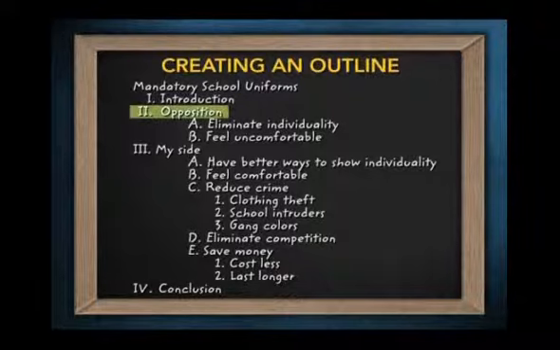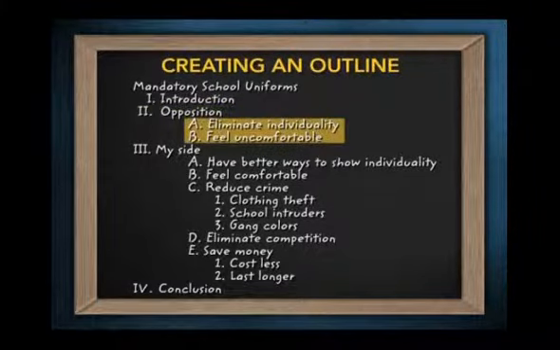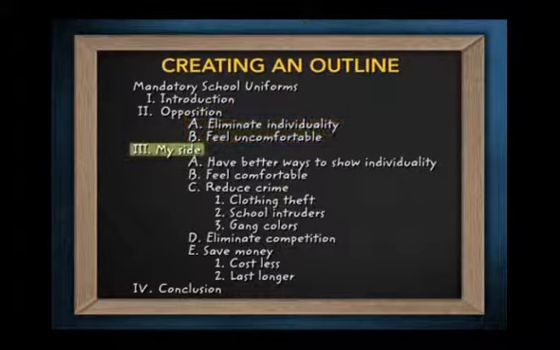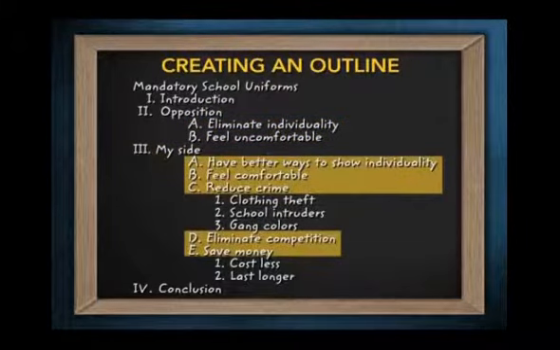I'm starting out with the opposition, which is the other side. That's Roman numeral 2. Well, uniforms aren't particularly good because A, they eliminate individuality, and B, many students say they feel uncomfortable. My side, I have A, we have better ways to show individuality than wearing our clothing. B, uniforms are quite comfortable. C, uniforms help reduce crime. D, they help eliminate competition. And E, they save money.